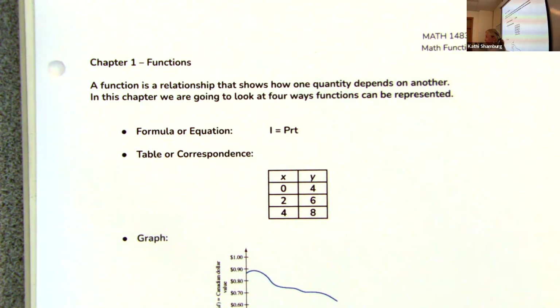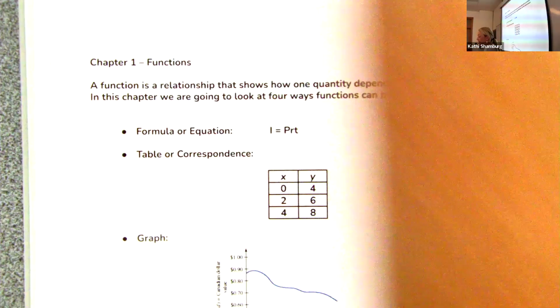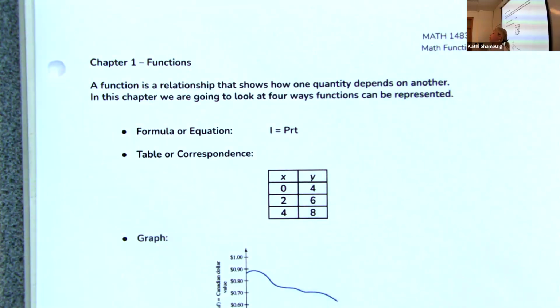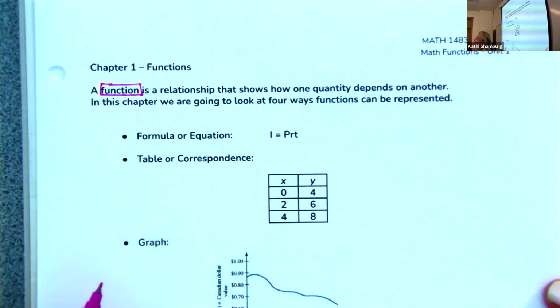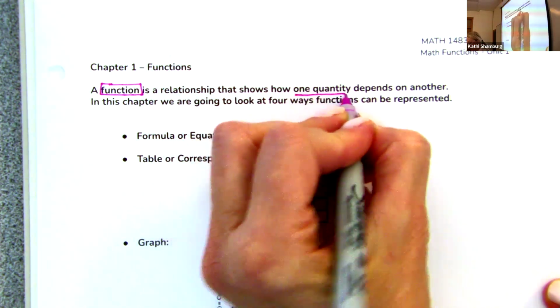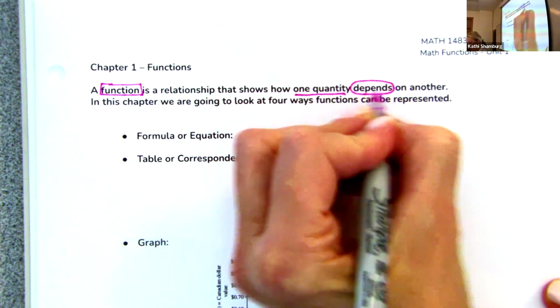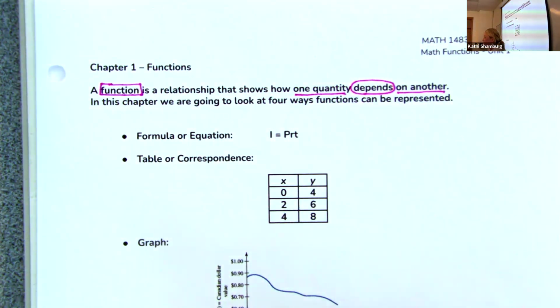first, and I will reinforce it over and over and over again in notes. All right, so I highly recommend you get familiar with the language. Once you get that done, it becomes a whole lot easier. Okay. All right, so obviously this is a functions class, so we have to know what a function is. A function is a relationship that shows how one quantity depends on another. One quantity will depend on another.